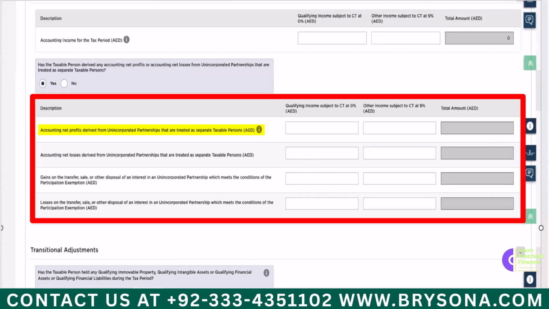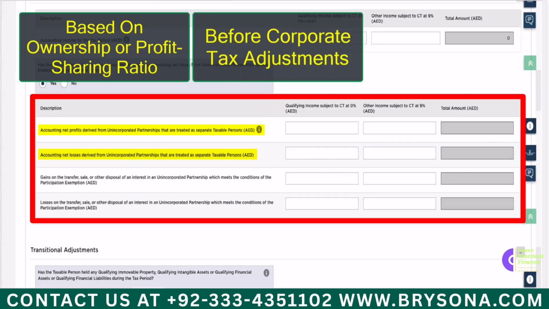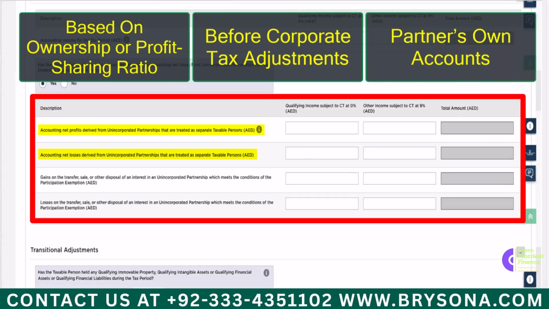The next line item is accounting net losses derived from unincorporated partnerships that are treated as separate taxable persons. It represents the partner's share of any loss incurred by a partnership registered as an independent taxable entity. It is based on ownership or profit sharing ratio. It is taken from the partnership's financial statements before corporate tax adjustments, shown in the partner's own accounts to reflect share of loss.